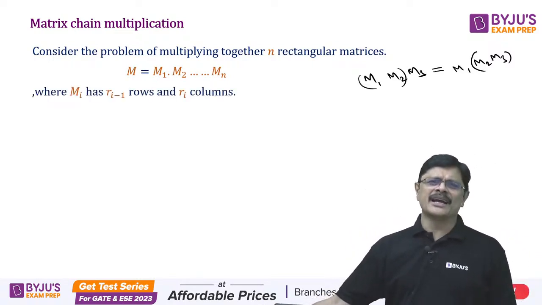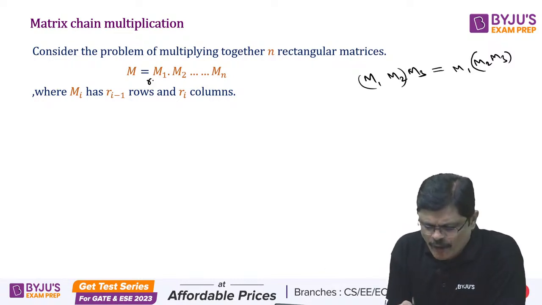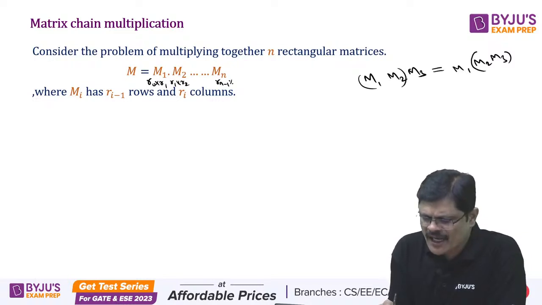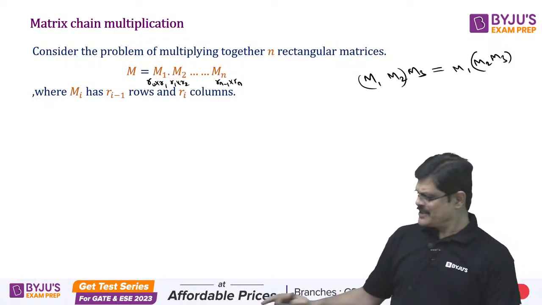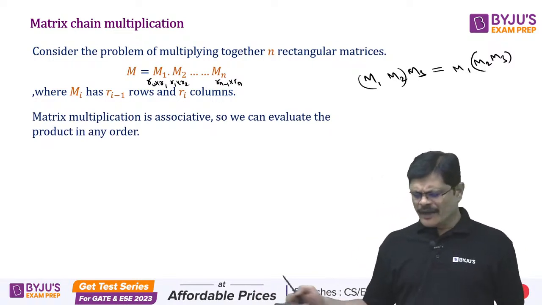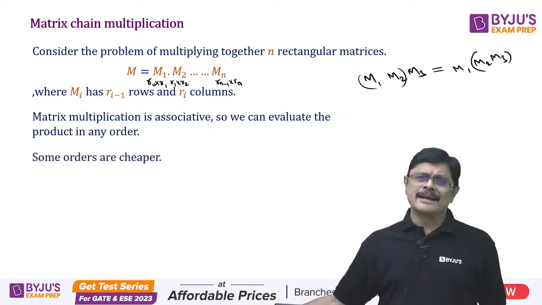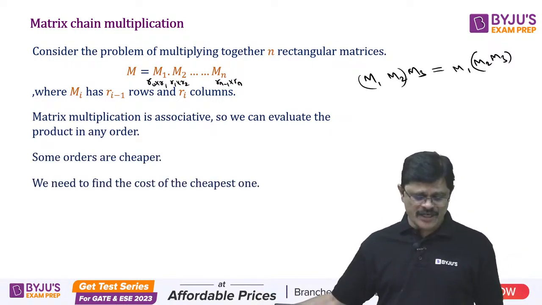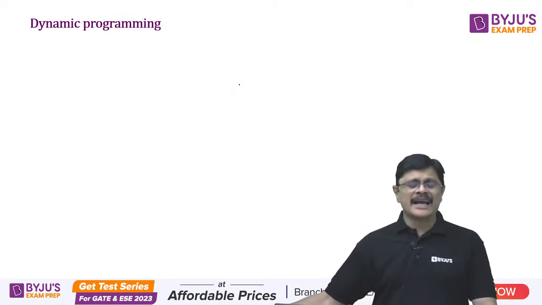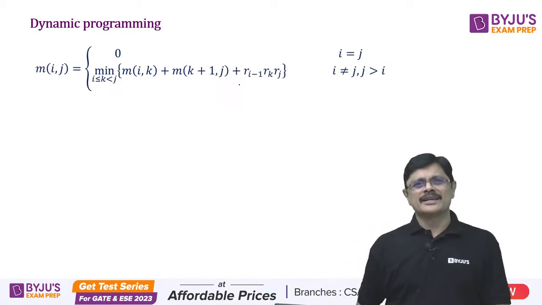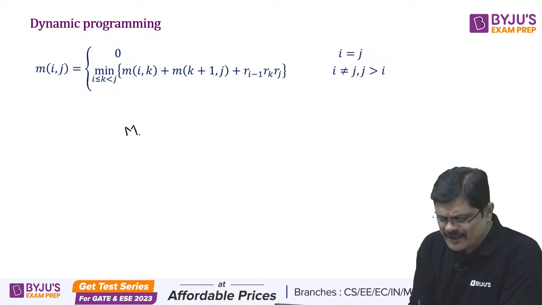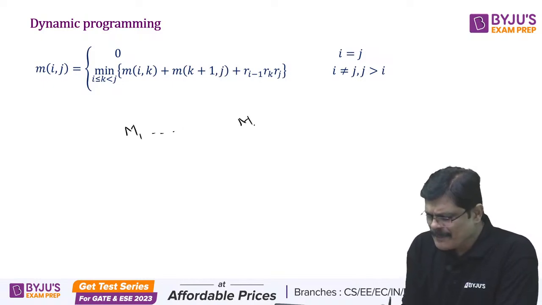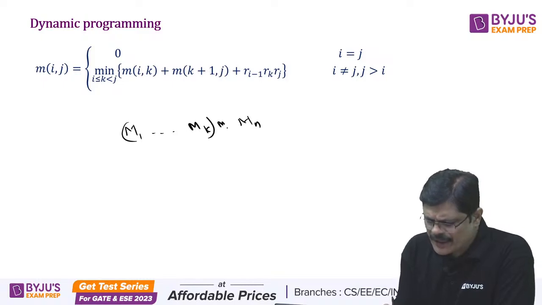Here we assume that first matrix is of order R0 by R1, second matrix is of order R1 by R2, like that last matrix is of order Rn minus 1 by Rn, my dear friends. Of course, we already told you about this. Some orders are cheaper, we have to find the cheapest order. Okay, so the idea for dynamic programming goes like this. When you want to multiply m1 to mn, we assume that somewhere we have to cut. Somewhere we have to cut.